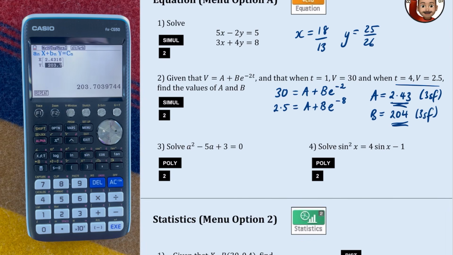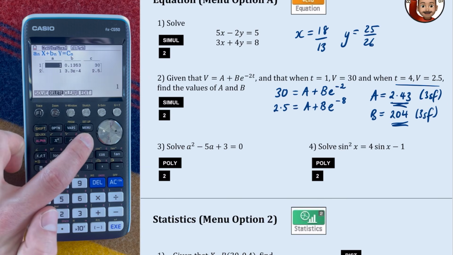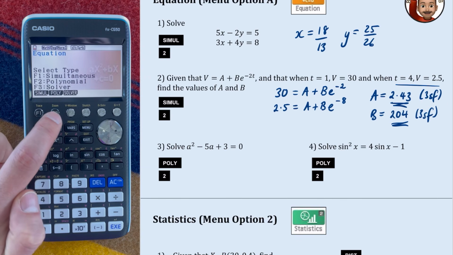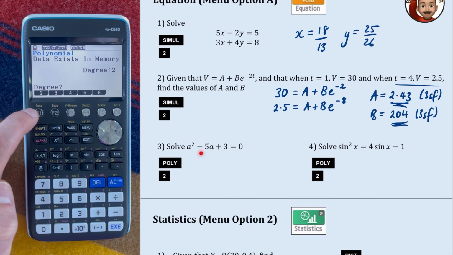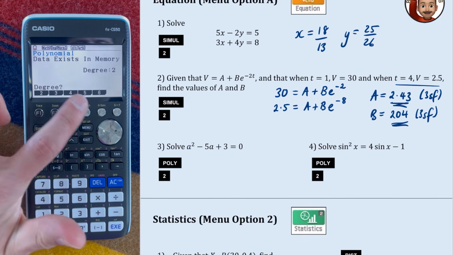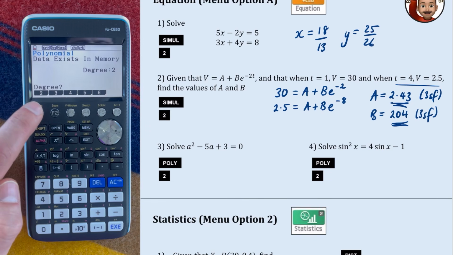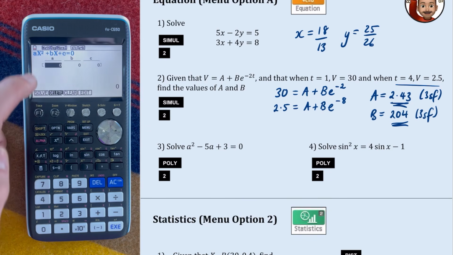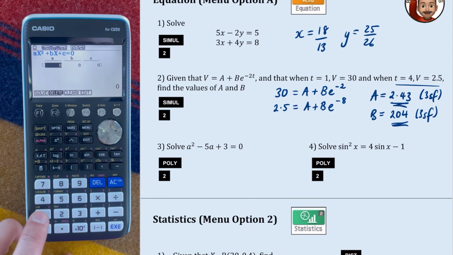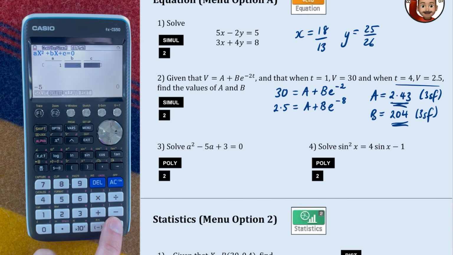Obviously, you probably know how to do this one already, but I'm going to just jump back, and instead of doing simultaneous, I'm going to change it to polynomial, and then I'm going to say that the degree is 2 because it's a quadratic. Obviously, you can do cubics, quartics, etc. So I'm going to press 2 for it being a quadratic, and although my one is an x squared equation, ours is an a squared, it's still going to be the same thing. So the coefficients are going to be 1, -5, and 3. And you can just press the execute button and it's going to give us the solutions.